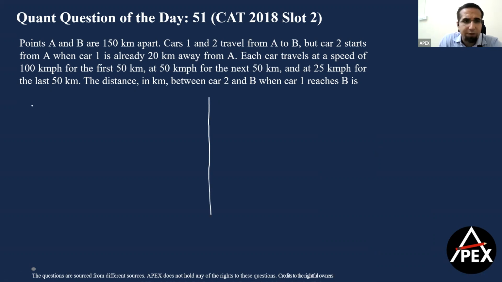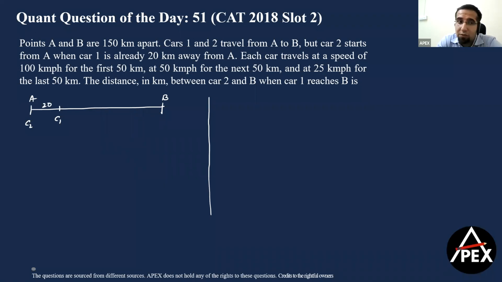So points A and B are 150 kilometers apart, okay. Car 1 and 2 travel from A to B, but car 1 travels from here, which is 20 kilometers ahead. At that time, car 2 starts, okay. Now, each car travels at a speed of 100 kilometers an hour for the first 50 kilometers, then at 50 kilometers an hour for the next 50 kilometers, and at 25 kilometers an hour for the last 50 kilometers. The question asks for the distance in kilometers between car 2 and B when car 1 reaches B.